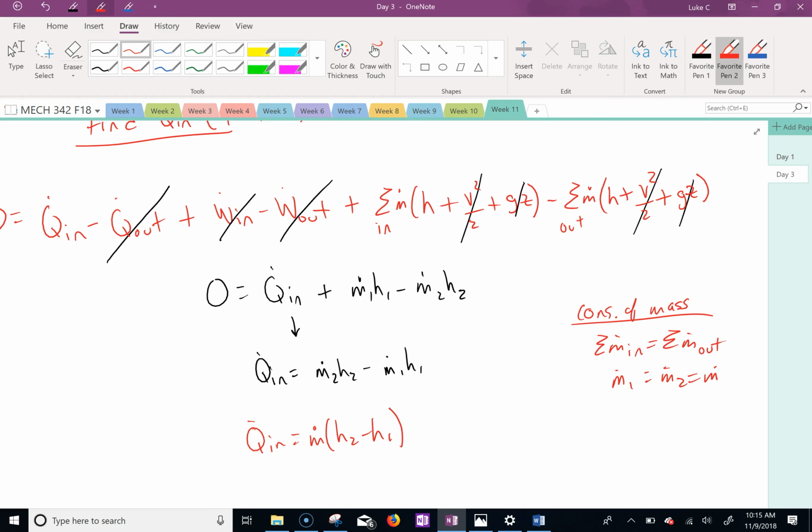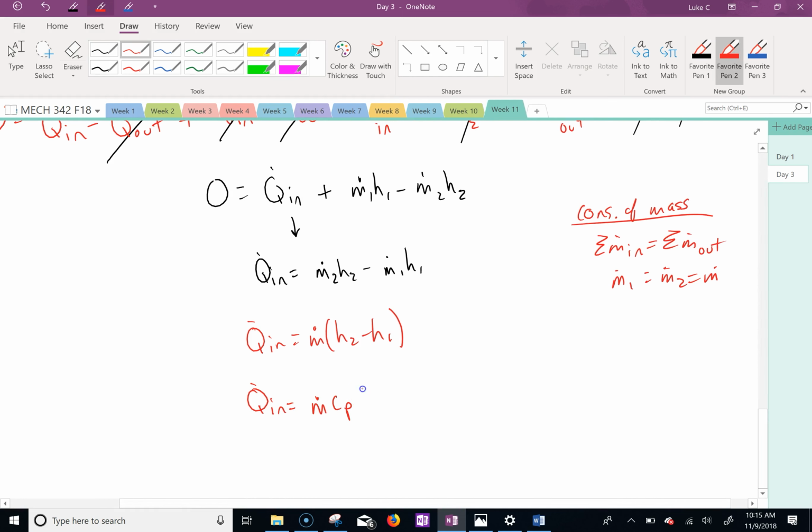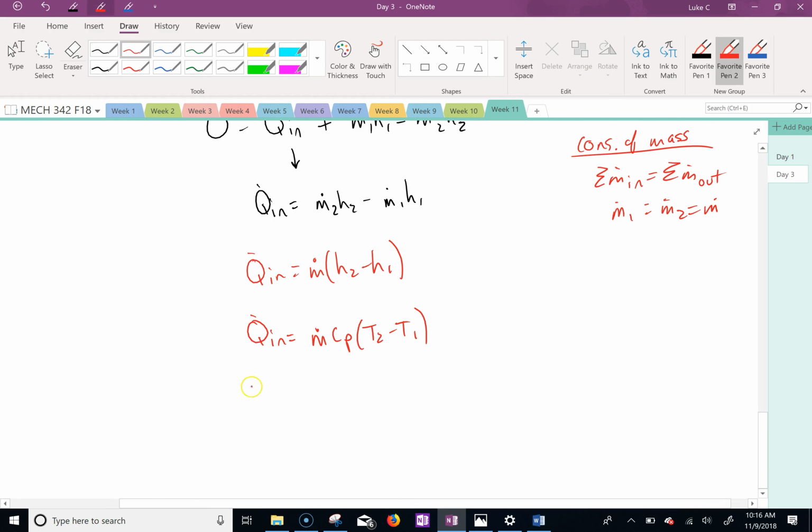And then air is ideal, so what can we do with h2 minus h1? Change it to cp (T2 minus T1). So if you have a section of pipe and you want to figure out how much Q is going in, if you know your temperature differences and it's an ideal gas or liquid, that's the equation right there. We just derived it from the first law of thermodynamics.